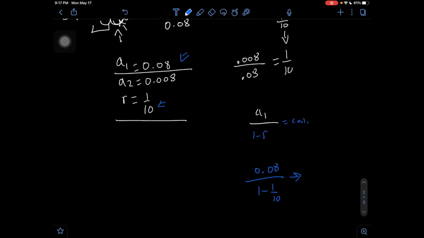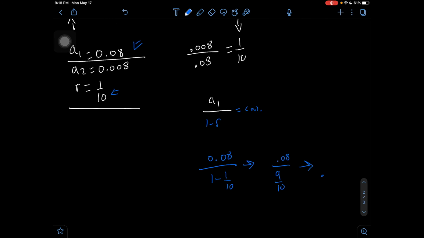So we have 9 over 10 in our denominator, and in our numerator, we have 0.08. And 9 over 10 just simplifies to 0.9. And our numerator is 0.08. And this fraction of 0.08 over 0.9 just simplifies down to a simple 4 over 45. So this is our converging value right here.